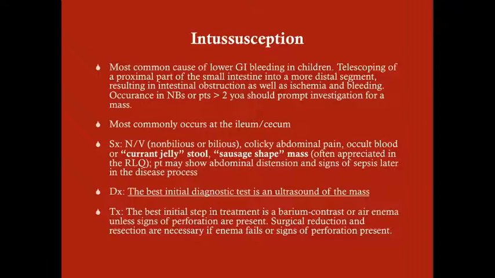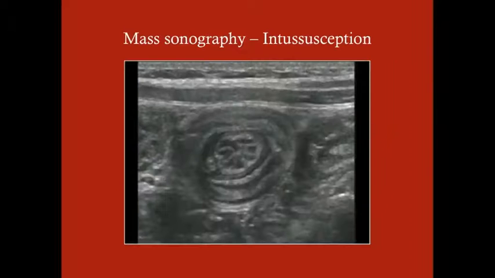Now, I'm sure you're going to be tested on when not to do a barium contrast or air enema. And that is going to be when there are signs of perforation. So if the patient has abdominal distension or signs of sepsis, in that case you're going to do an open surgical reduction, as well as resection of the necrotic bowel. You may also do that if the enema fails, or if there's any signs of, like I said, perforation or sepsis present.